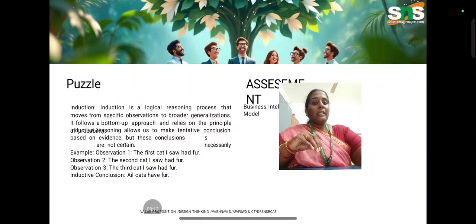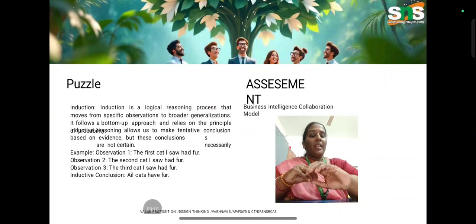So this is the puzzle and also an assignment regarding business intelligence collaboration.